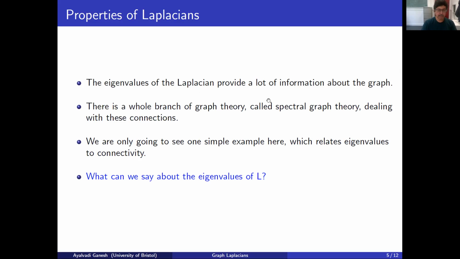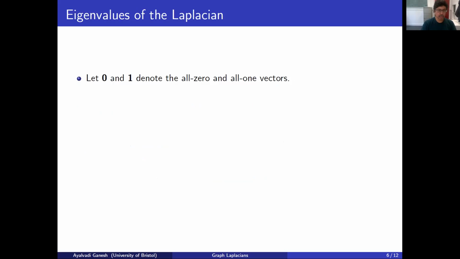Okay, so with that by way of motivation, let's ask what can we say about the eigenvalues of the Laplacian. I want to tell you that you already know one eigenvector and one eigenvalue of the Laplacian immediately from its definition. Before telling you about that, let me remind you of some notation. We'll use boldface 0 and boldface 1 to denote the all 0 and all 1 vectors. Also, vectors will be column vectors unless specified otherwise.